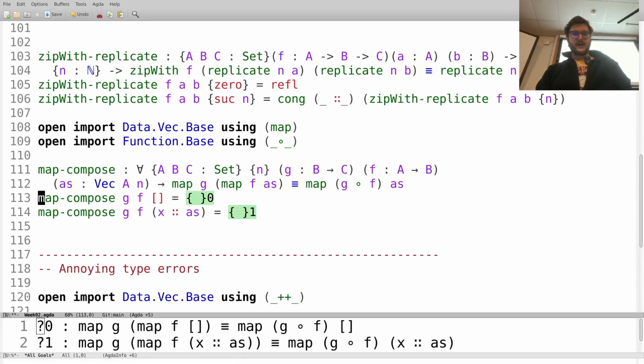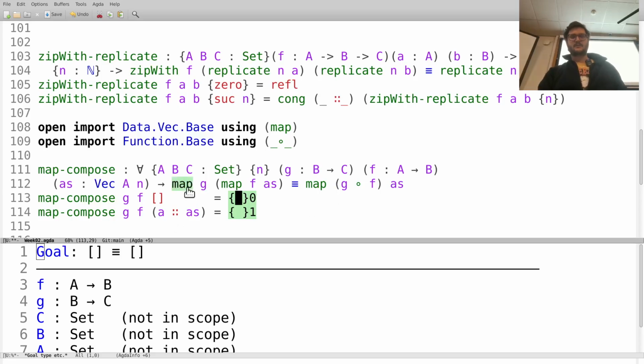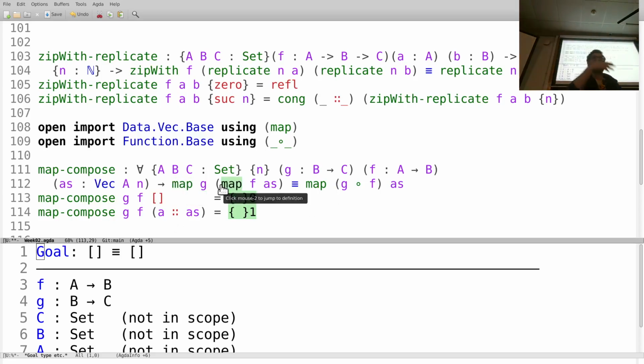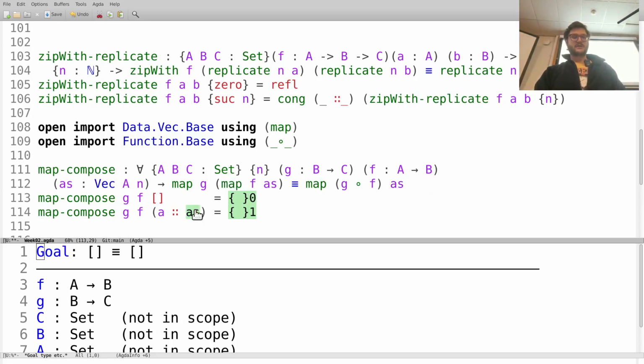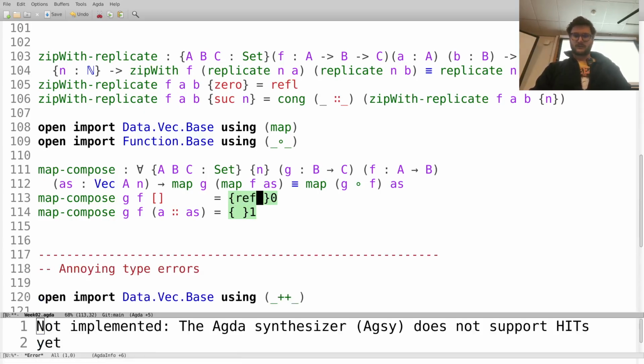So I'm going to split on A's. And of course, it's not picking good names. If A's is empty, the map could reduce because map of F of empty is always empty. Here it did it in 1 step, here it did it in 2 steps, but we can use REFL.